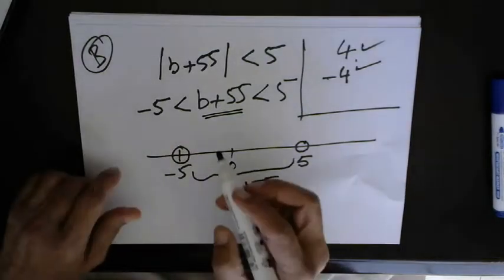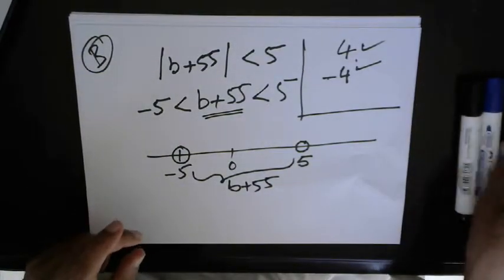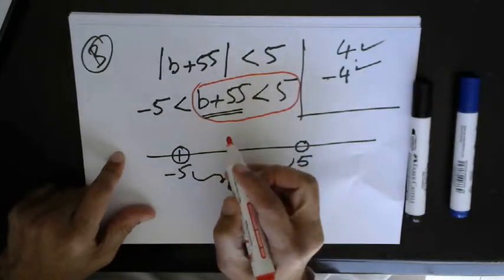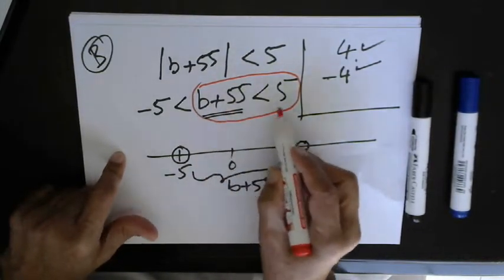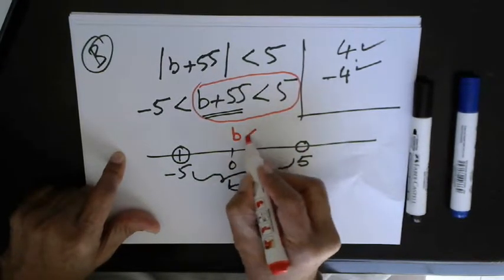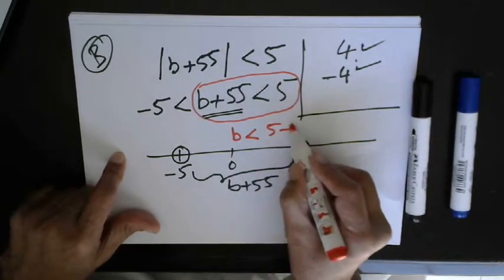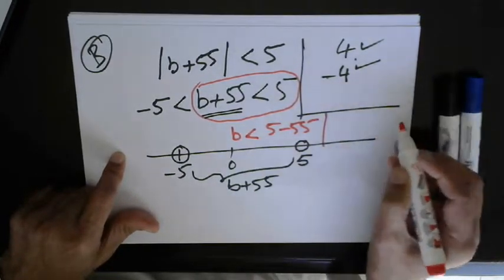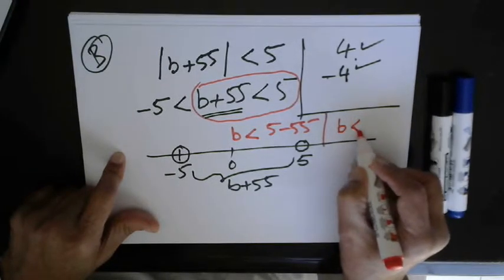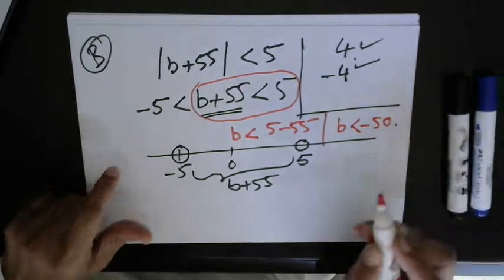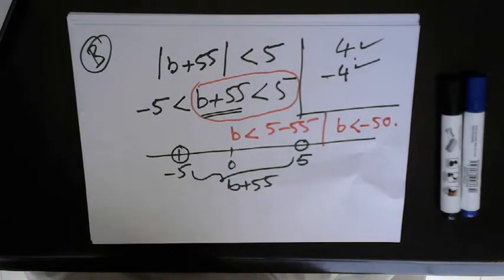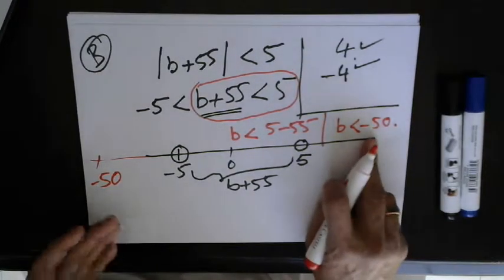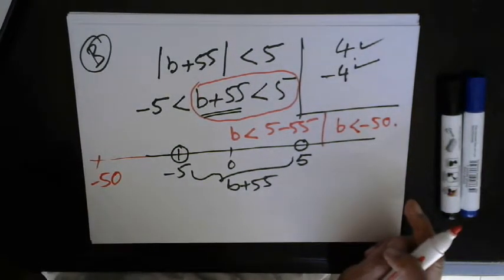Right. Let us consider this inequality. If b plus 55 is less than 5, then b must be less than 5 minus 55, and 5 minus 55 is -50. So b must be less than -50. Okay. Now, -50 will be somewhere here, and less than -50 will be even further down.